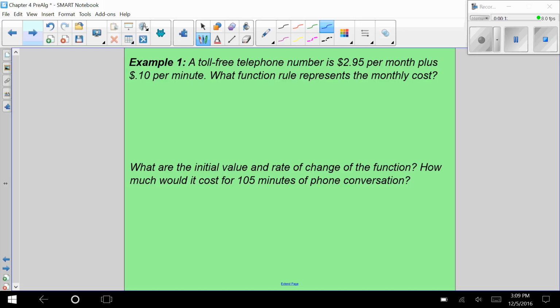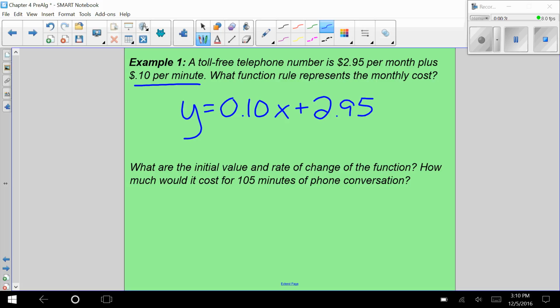The toll-free telephone number is $2.95 per month plus 10 cents per minute. What function rule represents the monthly cost? Our inputs are always x, our outputs are always y. So we're always going to want to write y equals. Well, what thing is happening over and over? 10 cents per minute. So we're going to have 0.10x plus we also have to pay 2.95.